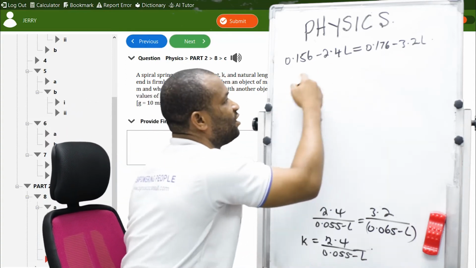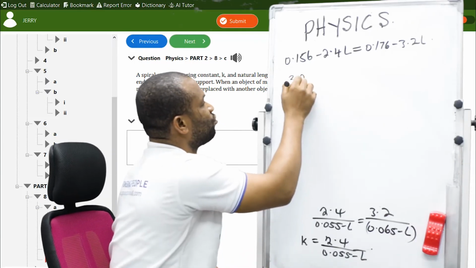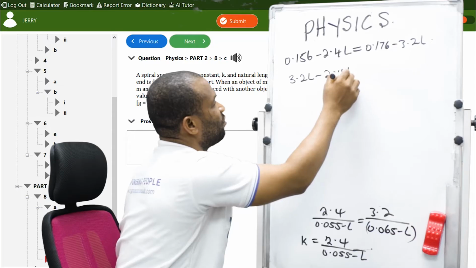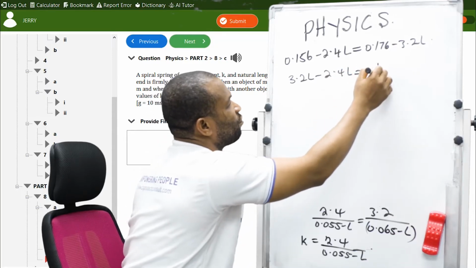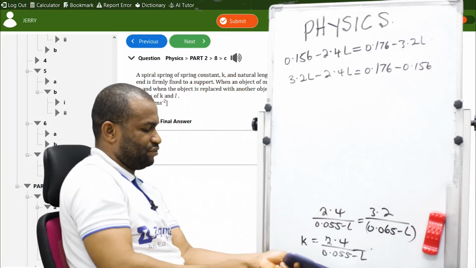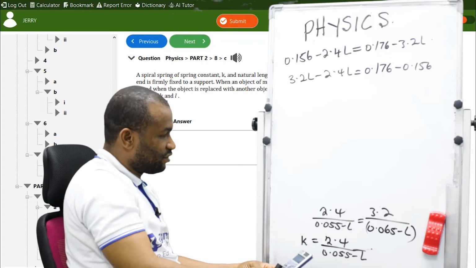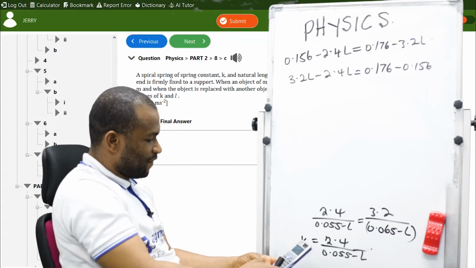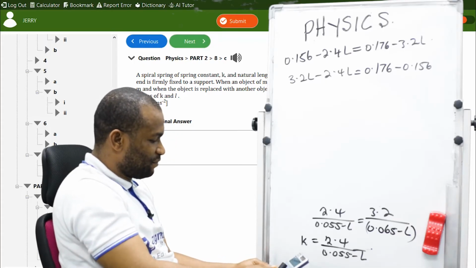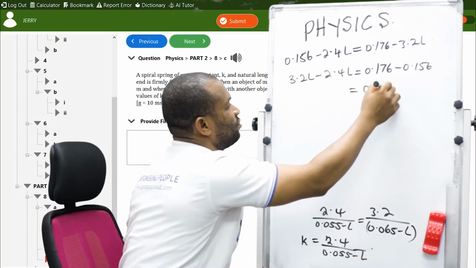So I'm carrying this to this side. So I'm going to have 3.2L minus 2.4L is equal to 0.176 minus 0.156. So I'm having 0.176 minus 0.156, I'll have 0.02. This is going to be 0.02.